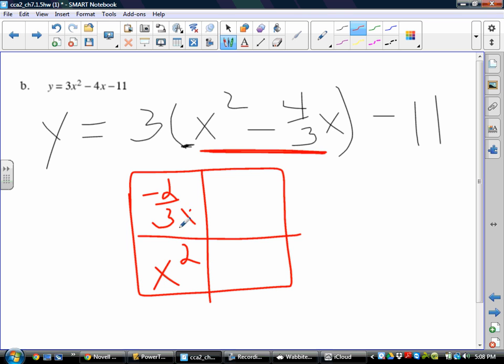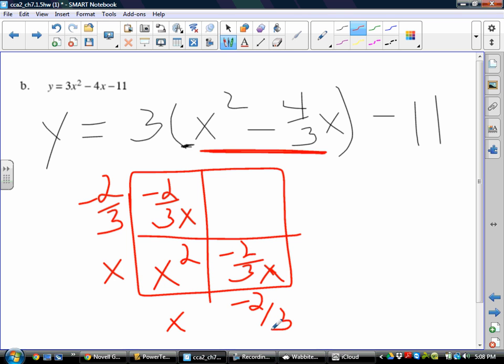x, negative 2/3 x. And now you're going to hate the fractions, but it's going to work out, trust me. So I have negative 2/3 are my outsides, negative 2/3 here. So remember I'm multiplying to get this top box. So when I multiply a fraction, I just multiply straight across. So negative 2 times negative 2 is positive 4, and 3 times 3 is 9. So I really have 4/9 in that top corner of the box.